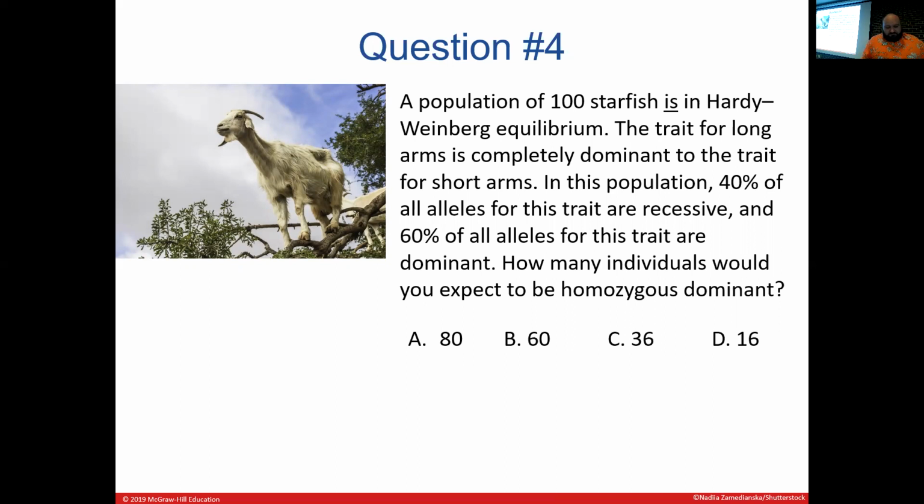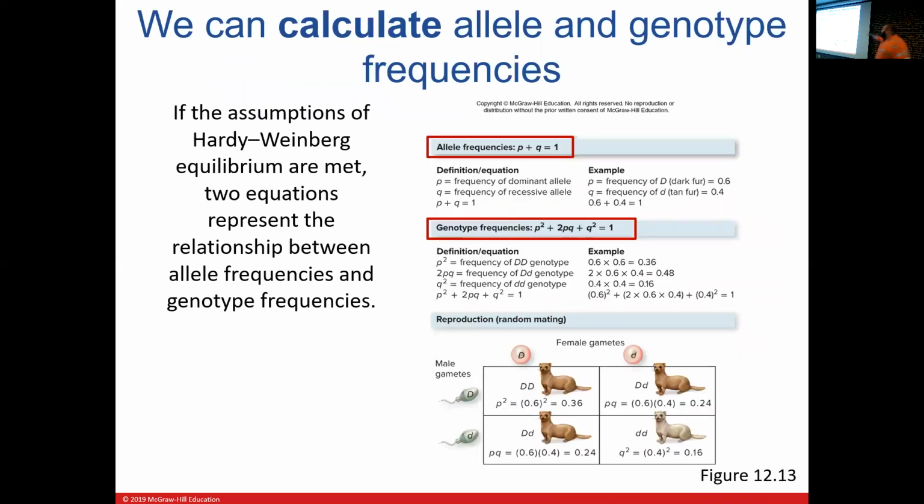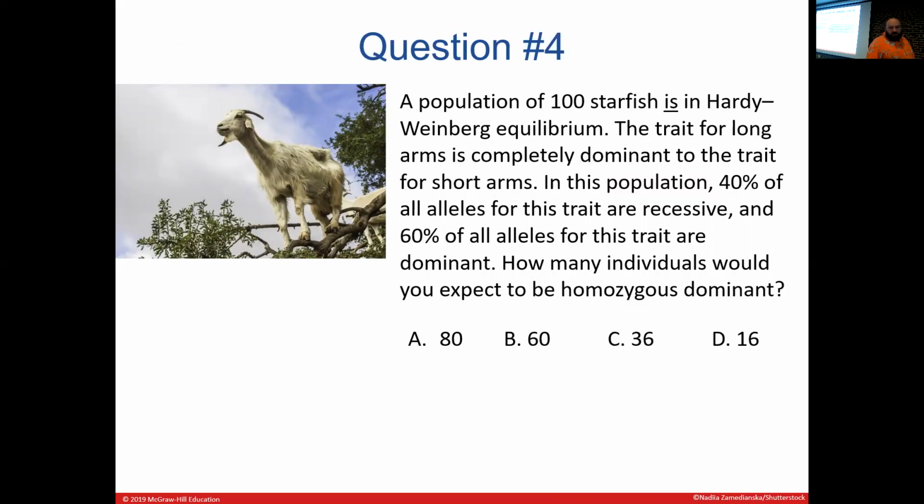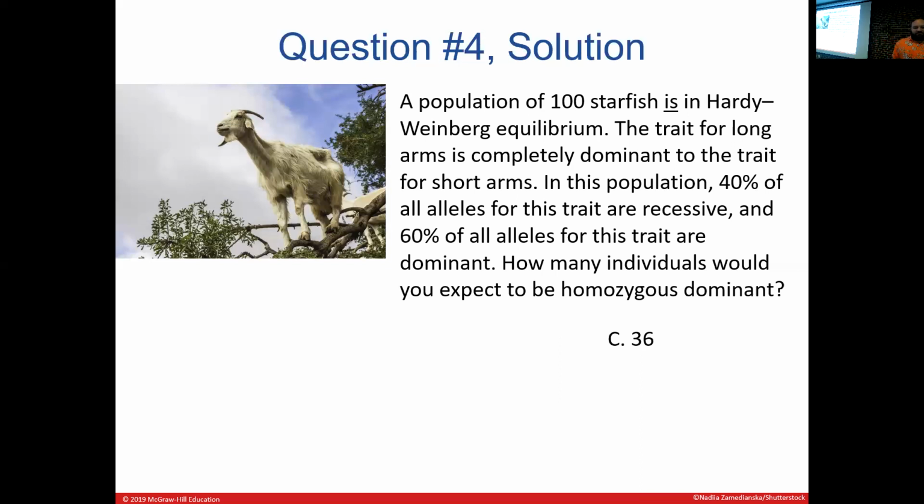So basically, we would go back to that calculation here, and you would use that to say 0.6 times 0.6, because we know that's the frequency of the dominant allele. That's going to give us 0.36. We know that there are 100 starfish, so we can just multiply it by 100. That's where you get 36 individuals. And don't worry too much about this. I'm not going to ask too much about this.